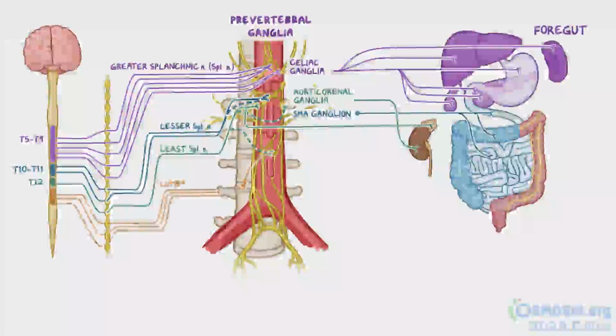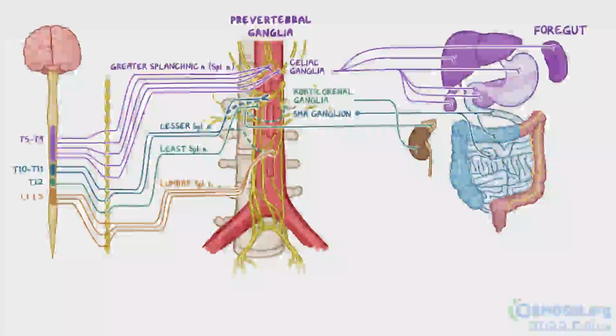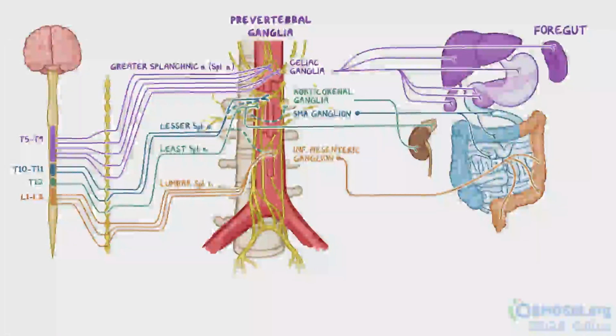Next up are the lumbar splanchnic nerves, which carry the sympathetic fibers from the abdominal part of the sympathetic trunk, which is from the L1 to L2 or L3 spinal segments. Preganglionic fibers of the lumbar splanchnic nerves synapse in the inferior mesenteric ganglion. Postganglionic fibers emerging from this ganglion provide sympathetic innervation to the hindgut, which is the transverse colon, descending colon, sigmoid colon, and rectum. Now for a quick break.